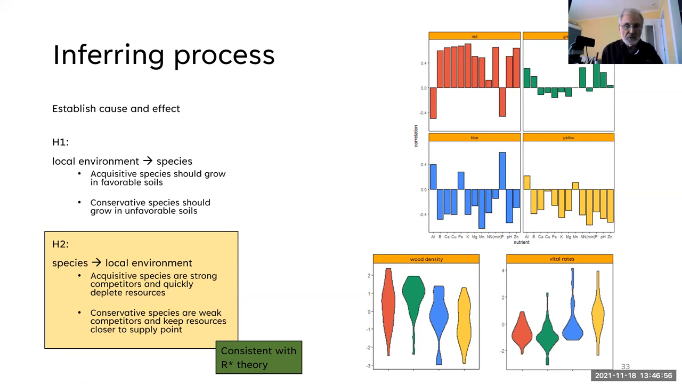But the other question I had here is that you say they are strong competitors and quickly deplete. So how did you measure the strength of competition? Yes, that's a great question. And I'm not doing that at all, right? I'm not measuring competition. I'm just inferring it. But that is definitely a prediction that needs to be tested, right?